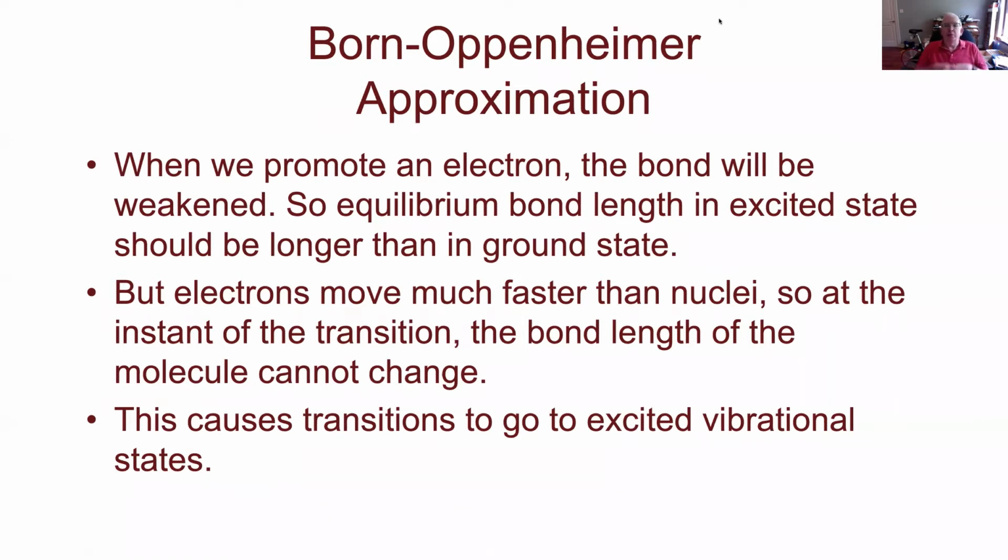So as we promote an electron from a lower energy molecular orbital to a higher energy orbital, the bond should get weaker. Right? Because usually we're moving an electron from a bonding orbital to an anti-bonding orbital. And so when that happens, it's definitely going to reduce the bond order. Therefore, the bond energy should go down. The bond should get weaker. The atoms should want to pull farther apart. So the equilibrium bond length is going to, in pretty much all cases, be longer for the excited state than it would be for the ground state.